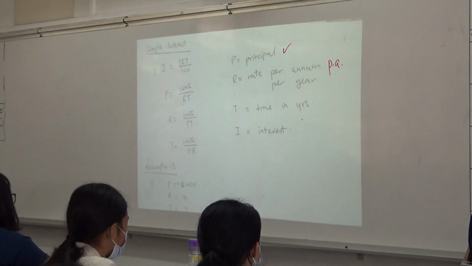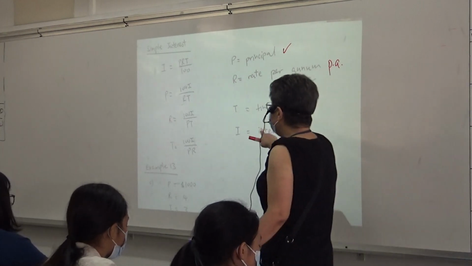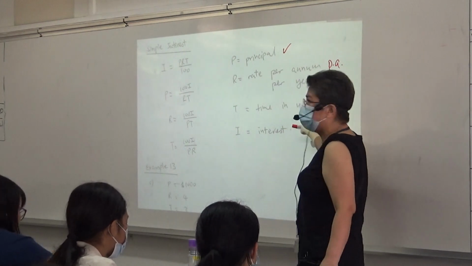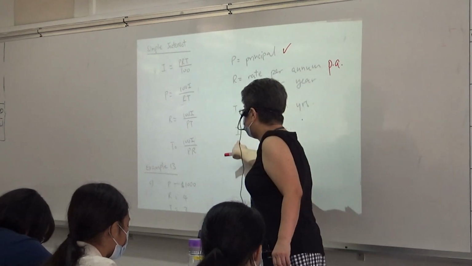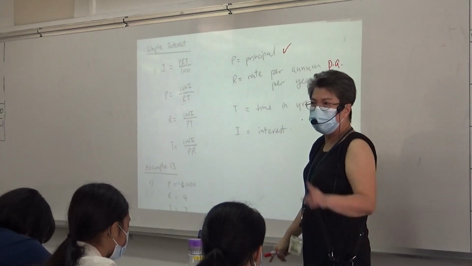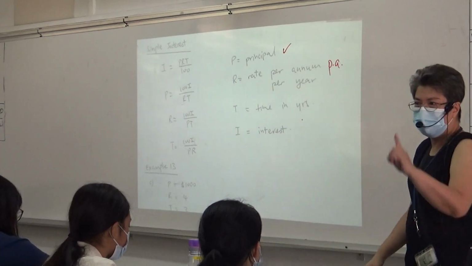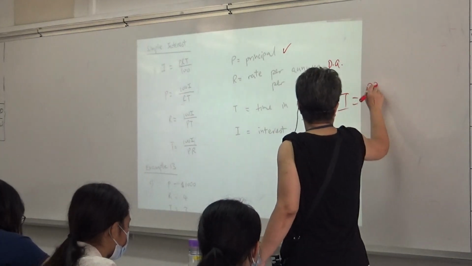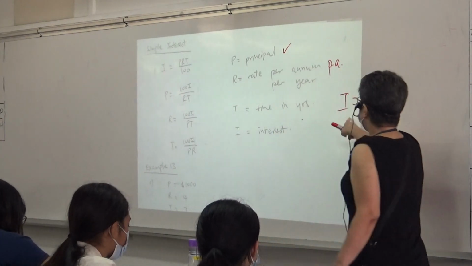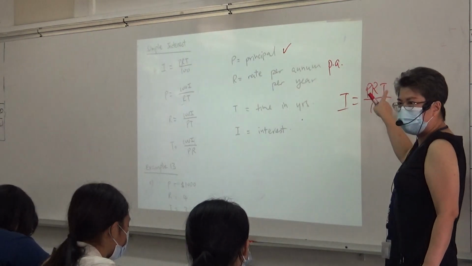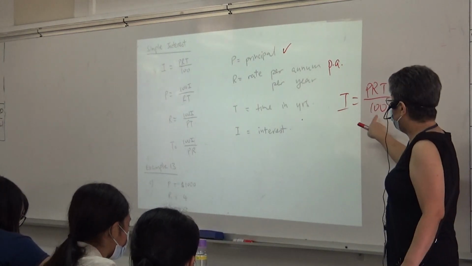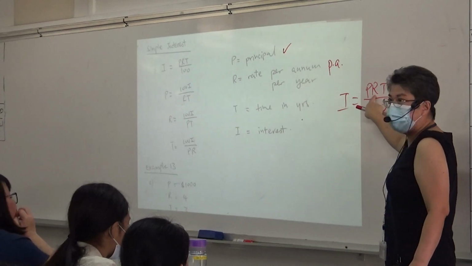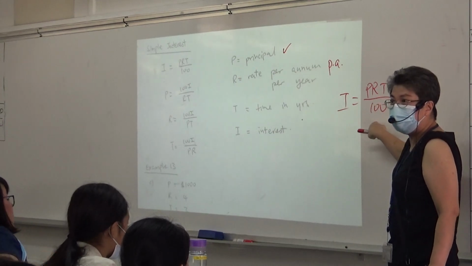Don't go and talk rubbish. Now, time must be time in what? Years. Because this is per year, so it must be in years. What does I represent? Interest. Now, actually, I give you so many formulas, only one you need to remember. I is what? Interest is principal times rate times time over 100. This over 100 is already percent, so you just put in the number for rate, no need percent. The percent is here.